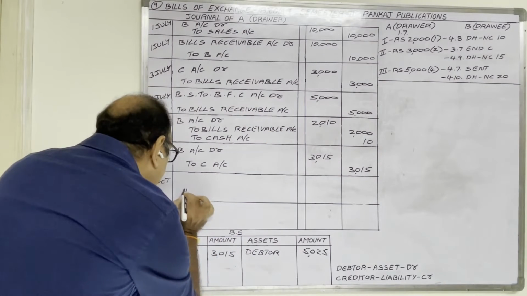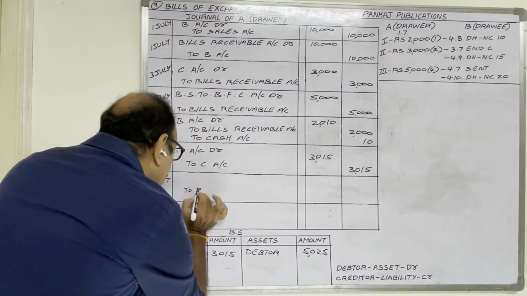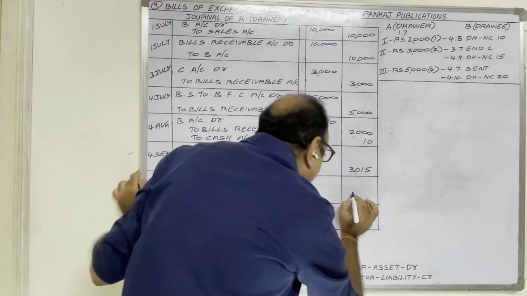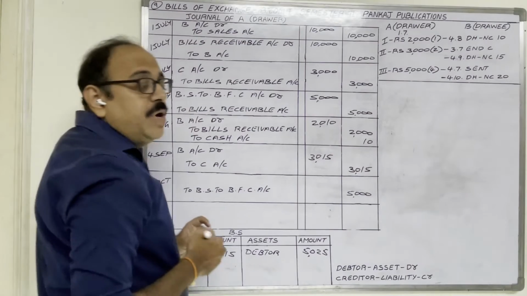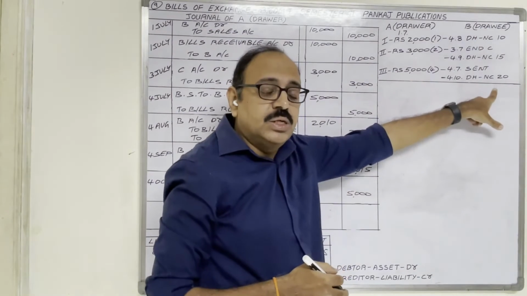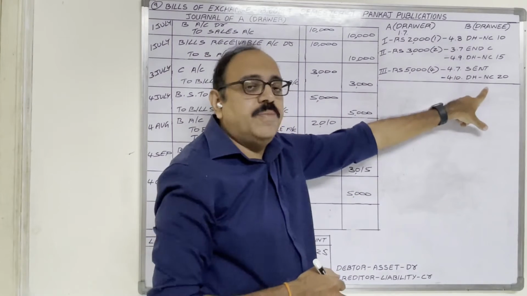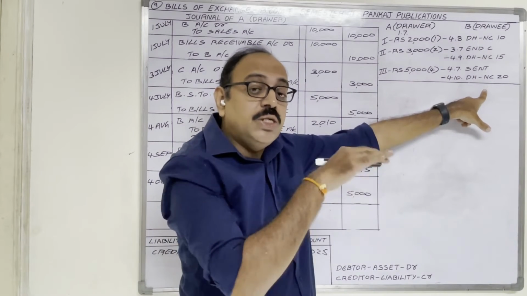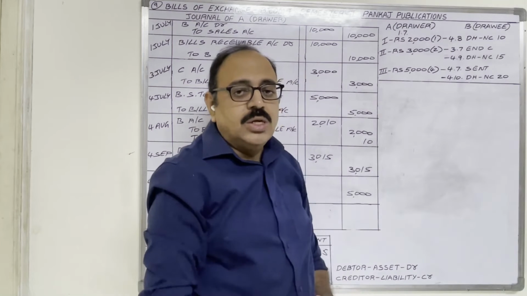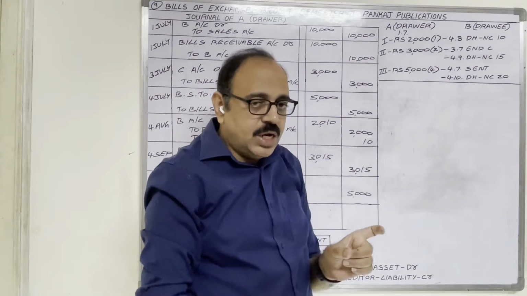Two bills sent to bank for collection account, amount 5000 rupees. Bank pays noting charges of 20 rupees, but not from their own pocket. From A's account only they pay, which means A's bank balance is reduced by 20 rupees.